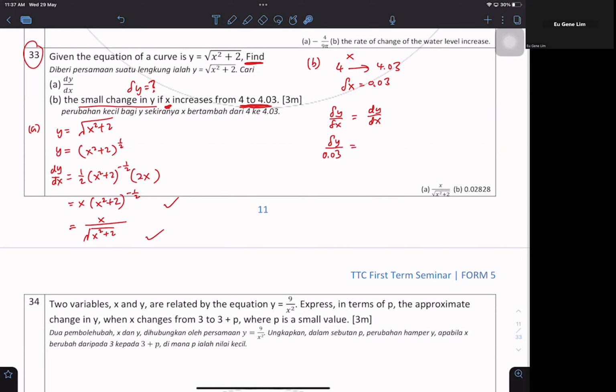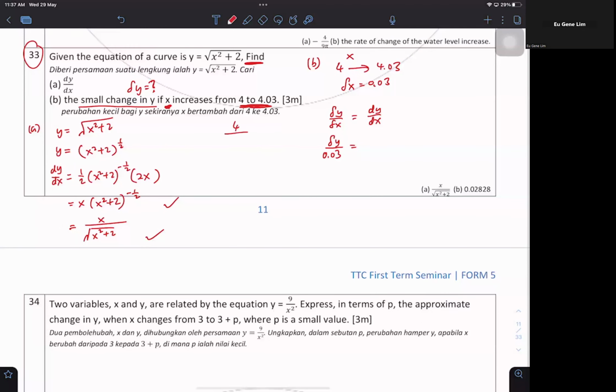Oh, dy/dx is this one, right? The answer from question A. But I tell you what, don't straight away put it inside here. You do what first? Yes, very good. You take the original x and sub into the dy/dx. Always sub the original x into the dy/dx.